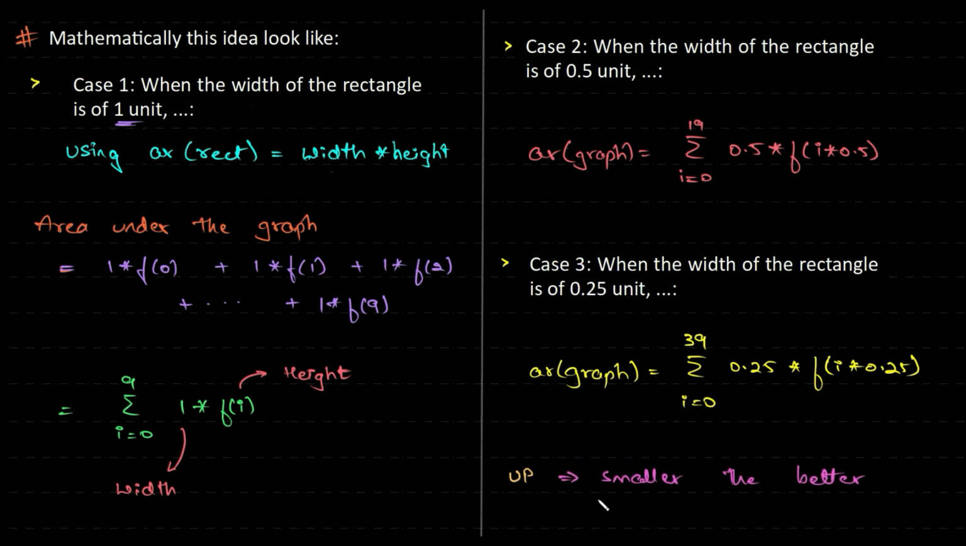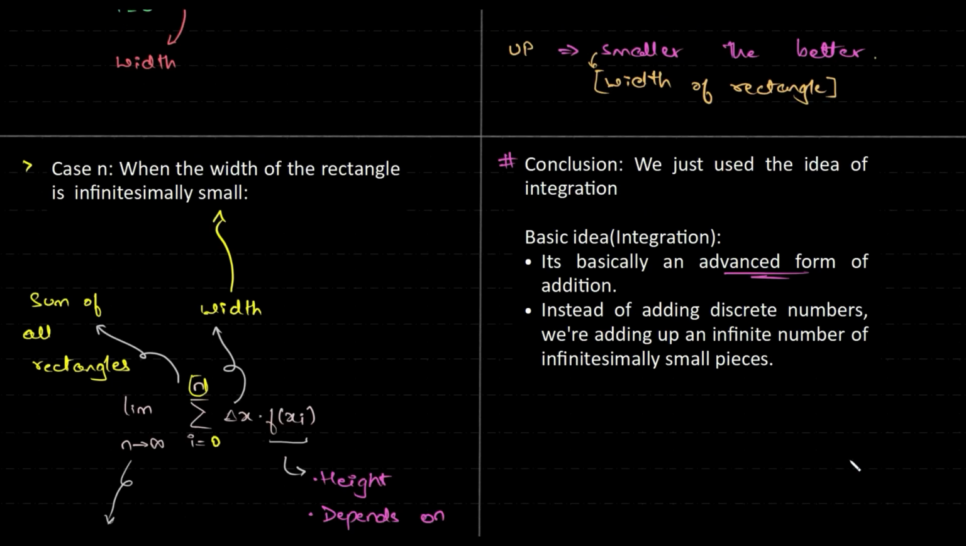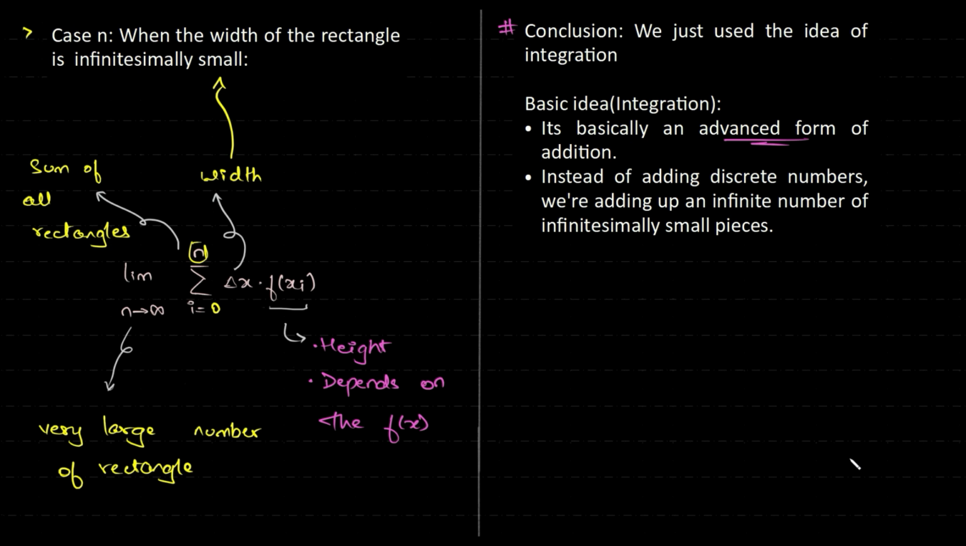Smaller in case of rectangle area or width. So when we say smaller, it has to do with the width of the rectangle. Smaller the better. This is the underlying principle. So finally, we have a representation for the smallest width possible, that is limit n tends to infinity. All in all, this will represent that delta x, the width, has to be very small. And that is nothing but your integration.